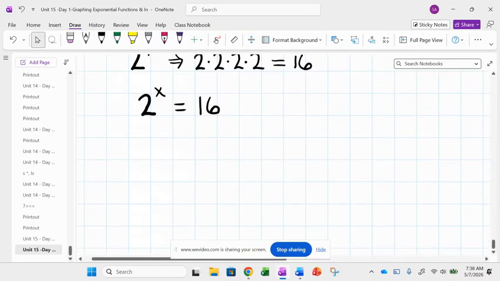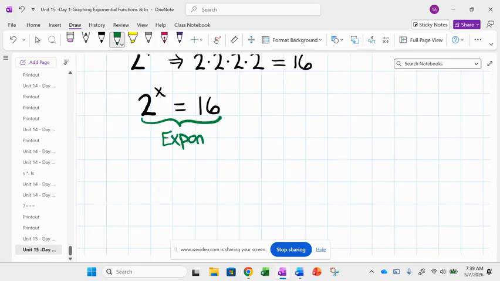The way this is written is still considered exponential form. But we can write this exponential form as a log. How would I write this as a log? If I have 2 to some power equals 16 and I want to write this as a log, it would look like this. You're going to write the word log, and whatever the base in the exponential is, that's going to be the base of the log. So what's the base in this exponential? 2. So it's going to be log base 2.